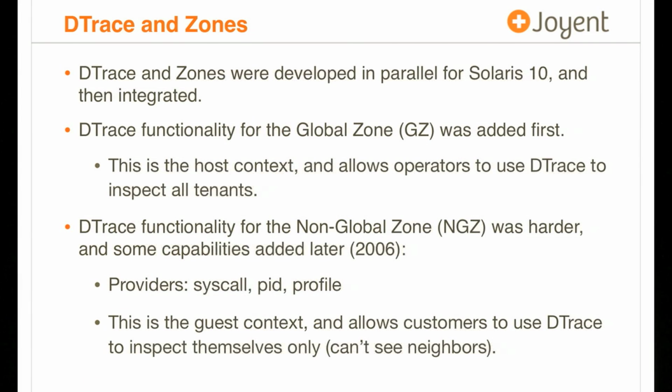The reality of using DTrace in zones, which is what we've got for OS virtualization: DTrace and zones were developed in parallel for Solaris 10 and then integrated. DTrace functionality for the global zone was added first, and this is the host context. That allows operators to use DTrace and to inspect all tenants. You've got things like zone names so that you can correlate the context from activity to the actual zone. DTrace functionality for the non-global zone was harder, and some capabilities have been added later. So you have 3 providers: the syscall provider, the PID provider, and the profile provider. The idea is you get to see yourself, you can't see other tenants, you can't see into the kernel. You basically get to see guest context.